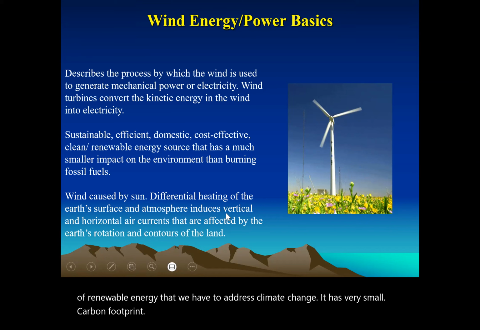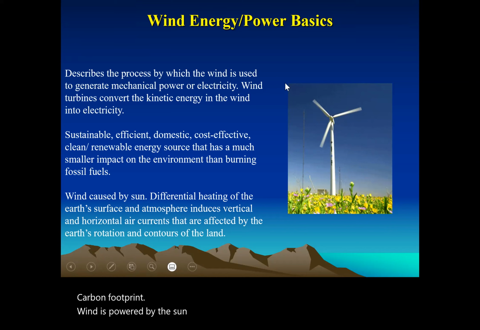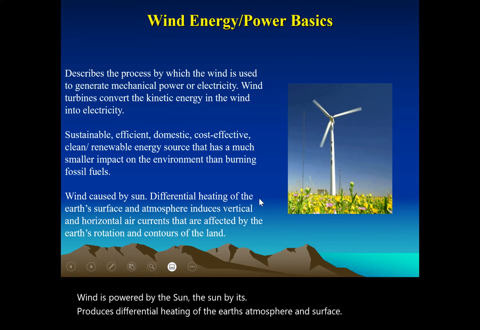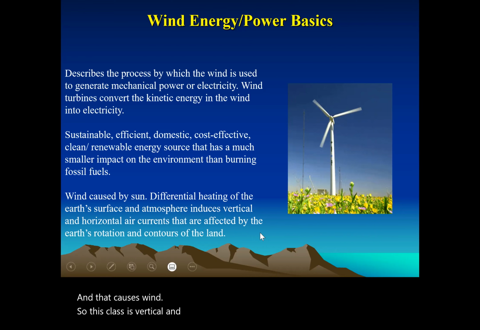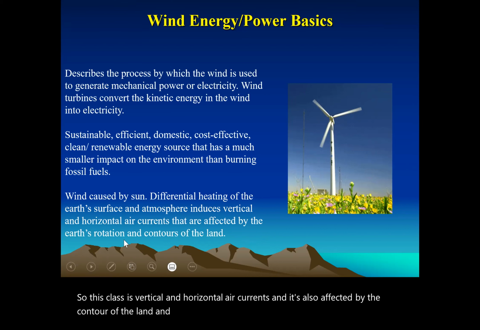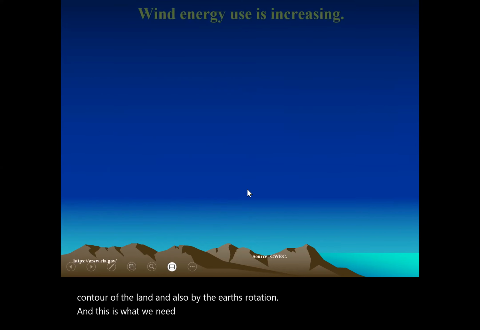Wind is powered by the sun. The sun produces differential heating of the Earth's atmosphere and surface. Because of this, high pressure and low pressure areas develop, and that causes wind. So this causes vertical and horizontal air currents. It's also affected by the contour of the land and by the Earth's rotation. And this is what we need for creating wind energy.